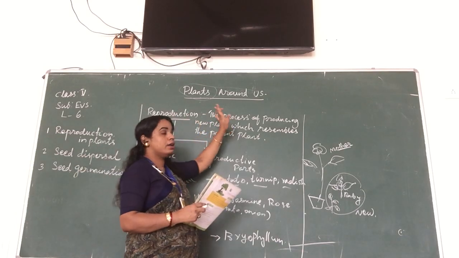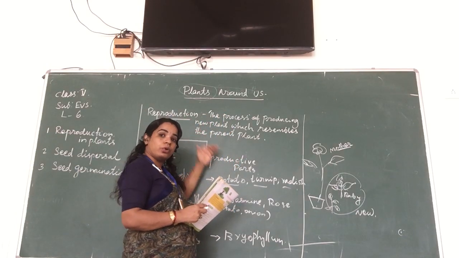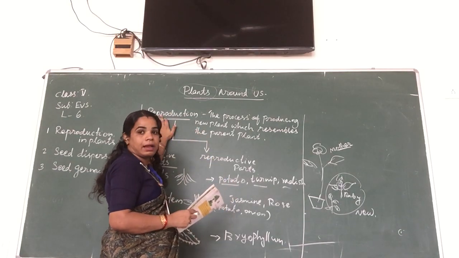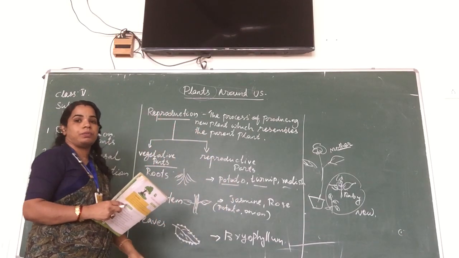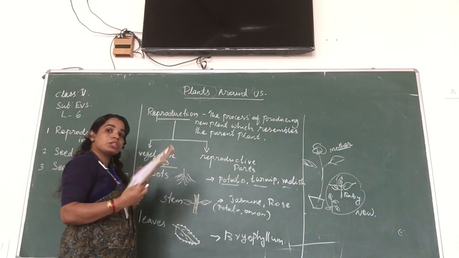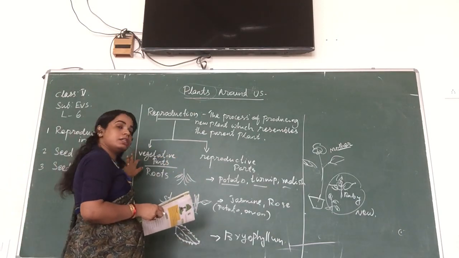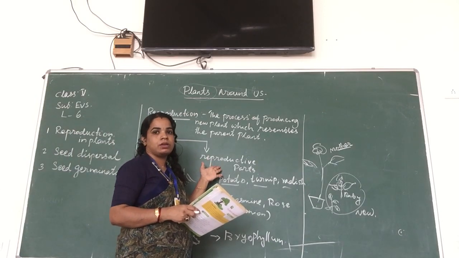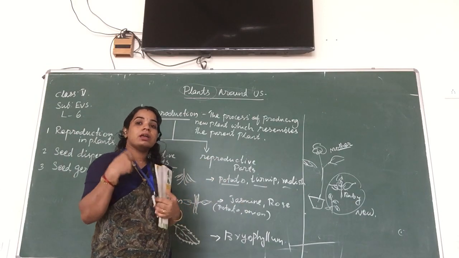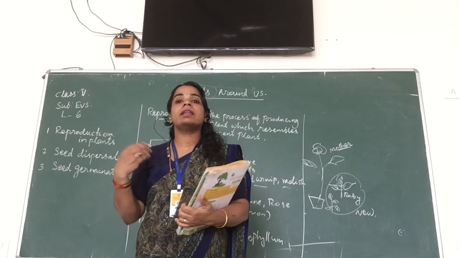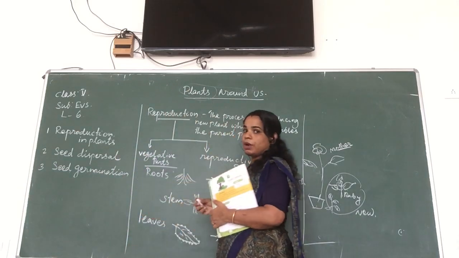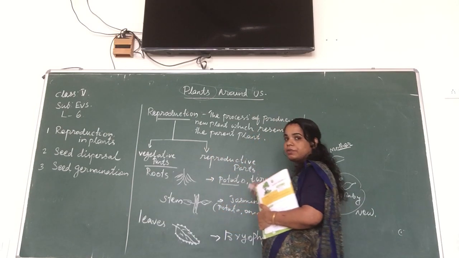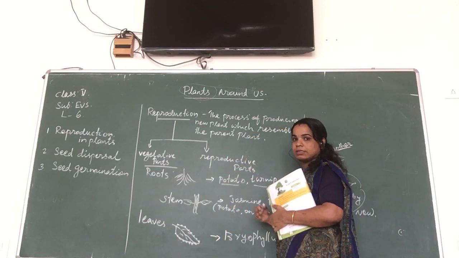The process of producing a new plant which resembles the parent plant is known as reproduction. Reproduction may be in the vegetative parts, or it may be in the reproductive part. What is the difference between vegetative and reproductive parts? Let's discuss that.